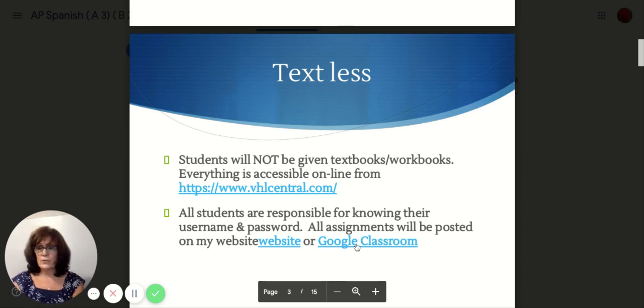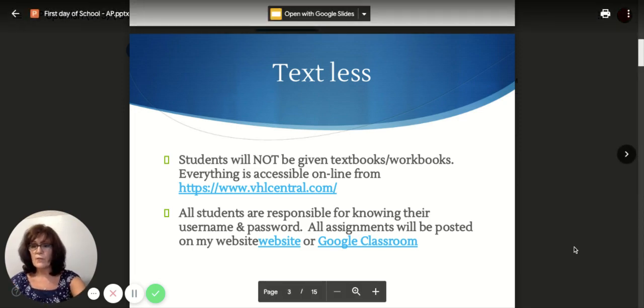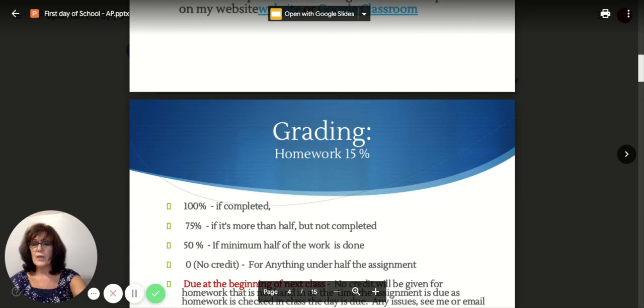If you want additional information on what the assignment is, you can join the Google Classroom. You can send me an email and I can send you an invite, and you can see in detail what they see and what's expected from that particular assignment.